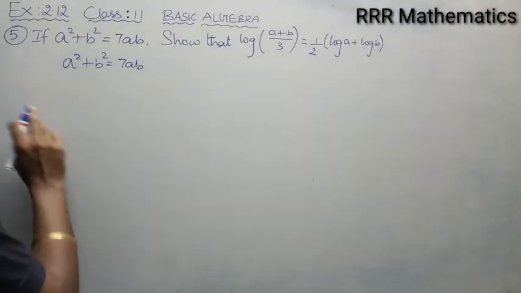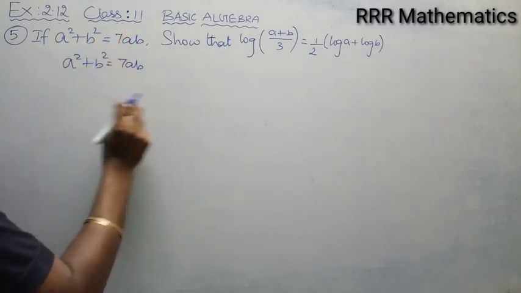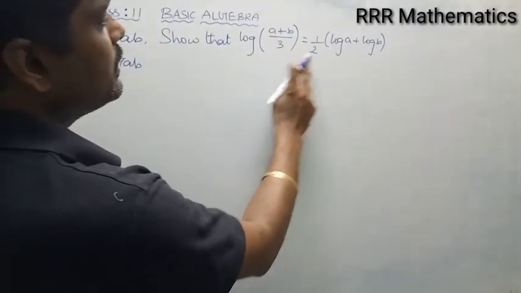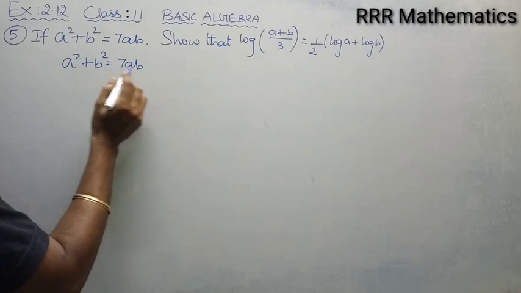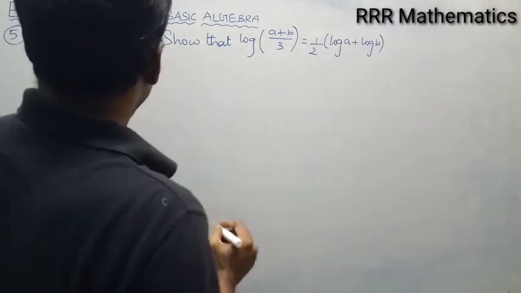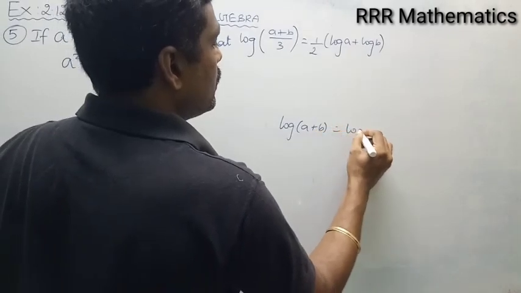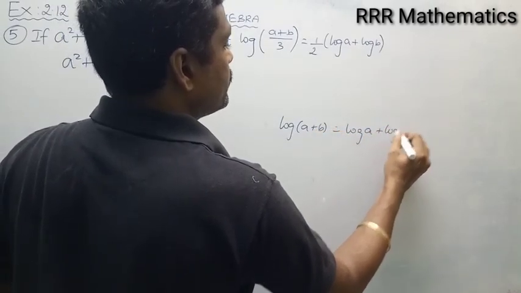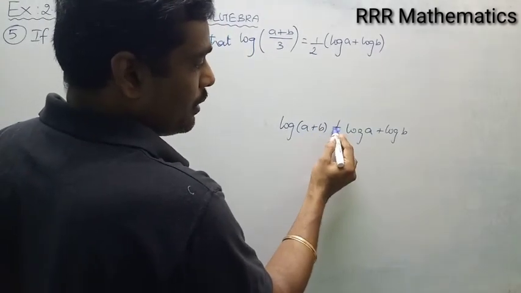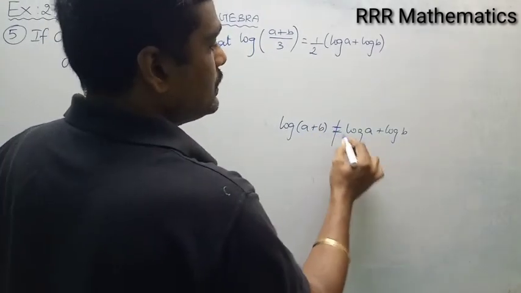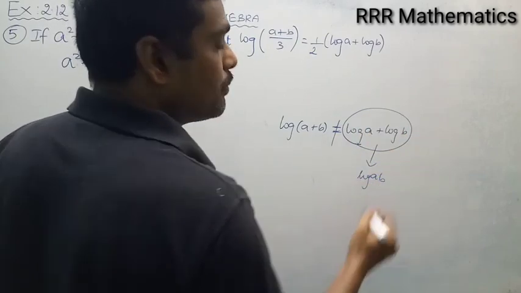Now question number 5. If a square plus b square equals 7ab, show that log of (a plus b) by 3 equals 1 by 2 times (log a plus log b). I have a square plus b square equal to 7ab. I don't have any property like log of (a plus b) equals log a plus log b. Log of a plus b cannot be written in this format. What is log a plus log b? It is log ab, the product rule.